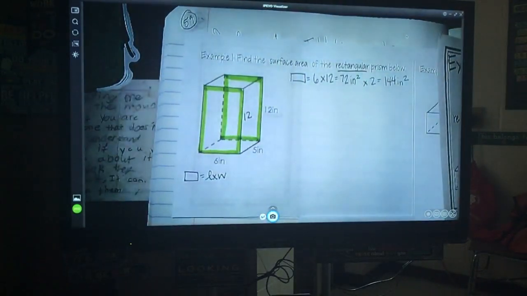What about the side one? We're not there yet. One at a time. You don't want to get too far ahead and get confused.